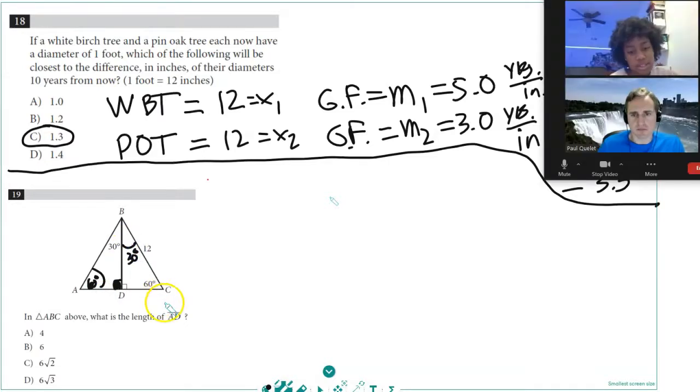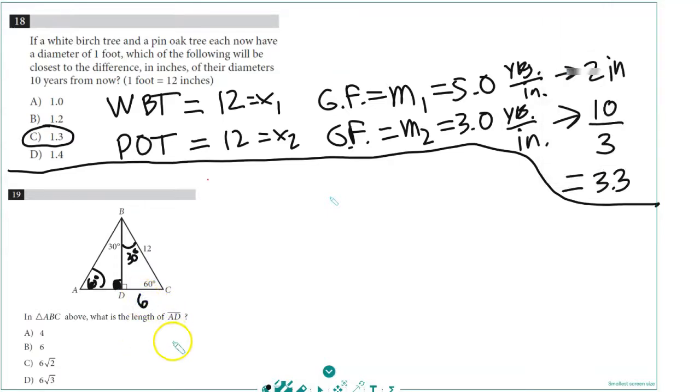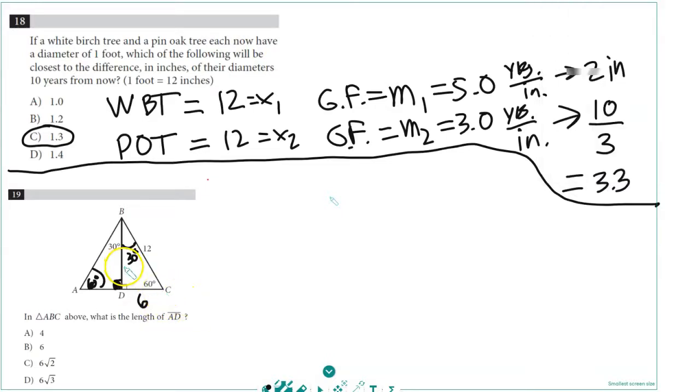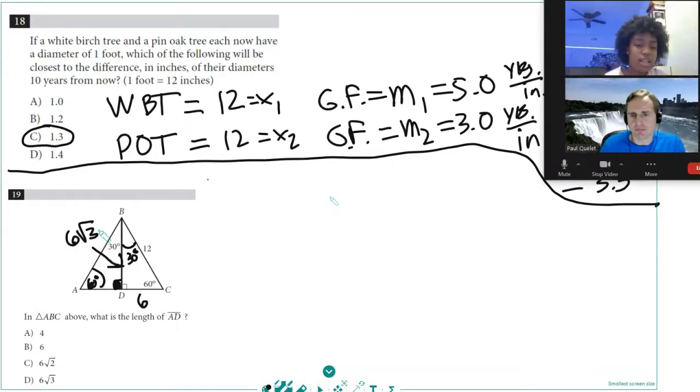30, 60. The little DC, that would be 6. Is it radical 3 or radical 2? So it's just 6 because the short leg is half, and then the other one is 6 times the square root of 3. Yeah, radical 3. And then since that one's 6 radical 3, would the short leg be 12 radical 3, and then the hypotenuse be 12 radical 3? I don't think so. I think the other triangle is congruent. Oh, okay. So then 6 radical 3, 6, and then 12.